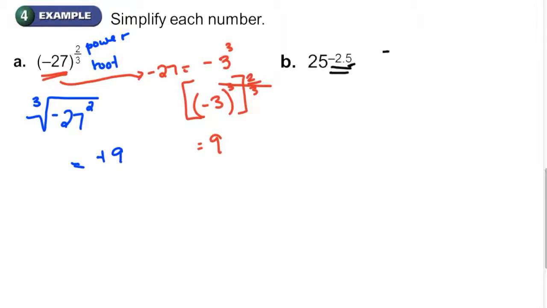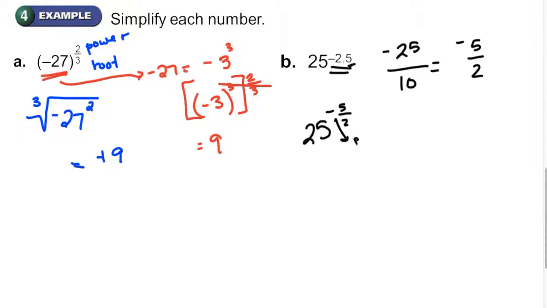So that's going to be negative 25 over 10. 25 and 10 both have a like factor of 5. So then this becomes negative 5 over 2. So right now we have 25 raised to the negative 5 halves power. Remember, negative means to flip it, right? So we flip the base. So then that's 1 over 25 raised to the 5 halves.